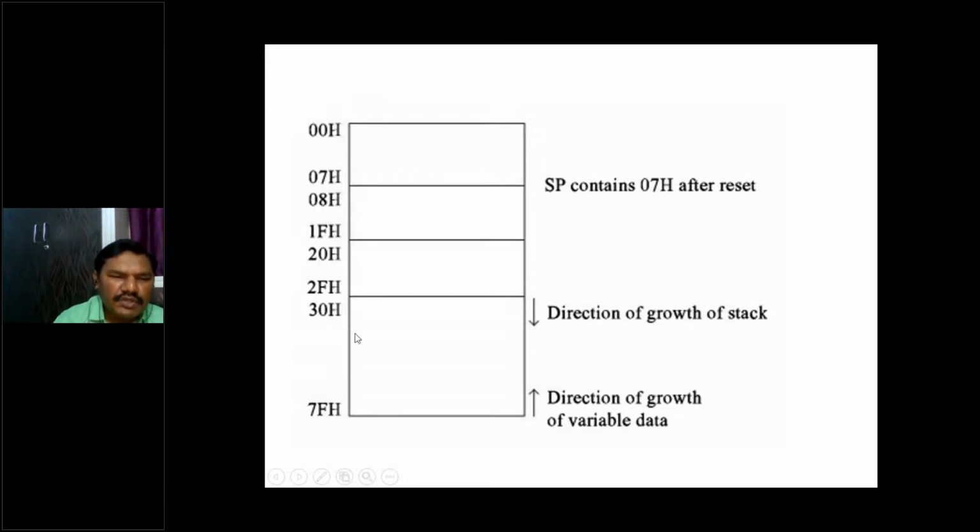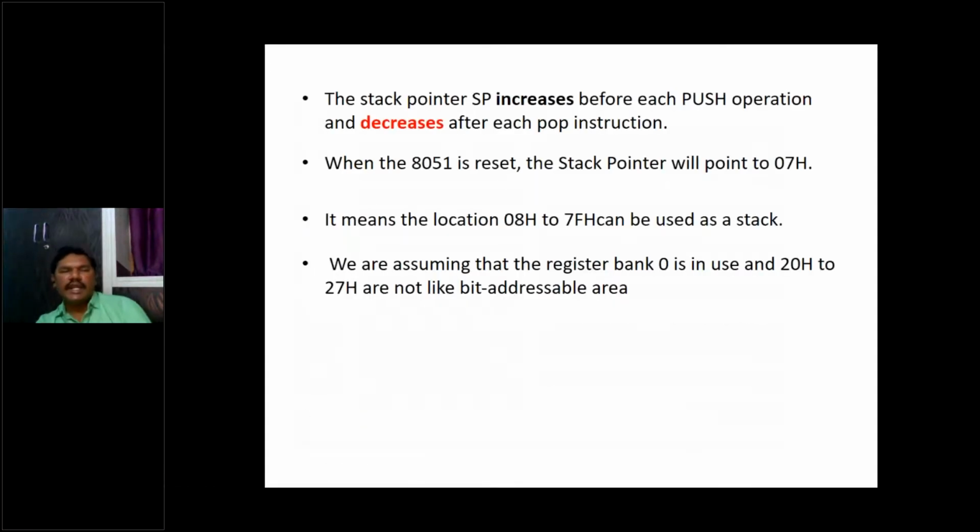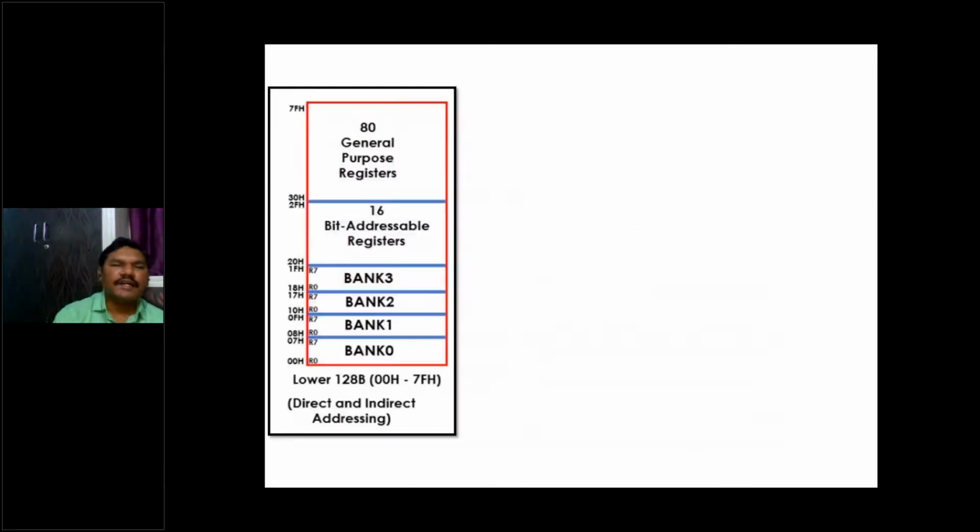Right. Whereas if you use bank 0, bank 1, bank 2, bank 3, any bank, then automatically the stack memory will be 30 to 7F, because this is also called general purpose memory. That's why the stack pointer is pointed to here. When you call the stack, immediately it goes to location 30. That is what we call the stack and stack pointer.